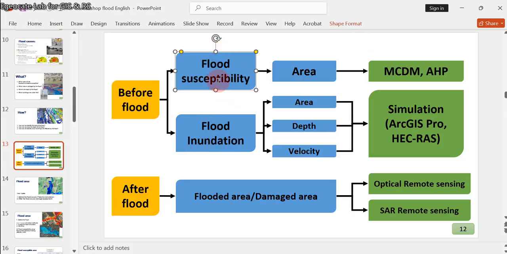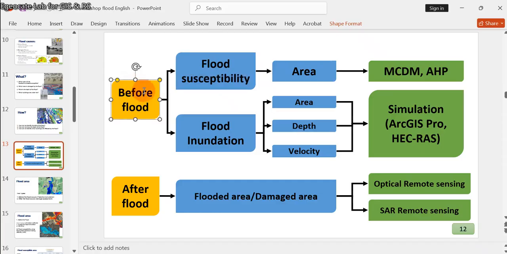For example, we want flood susceptibility or flood vulnerability or flood risk. So we use these terms to identify which areas are susceptible, which areas are prone, the possibility of this area being flooded in the future. In this, usually we use multi-criteria decision making, or AHP, for example, or frequency ratio, or the methodologies that you will use to identify areas which are susceptible.